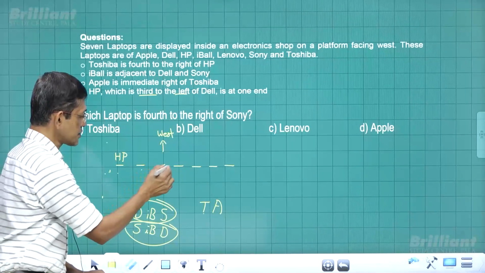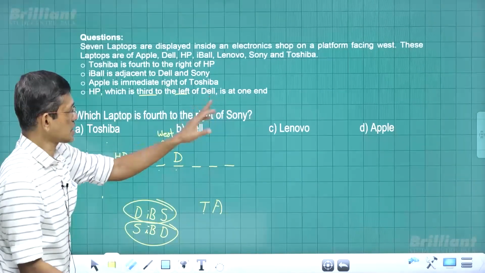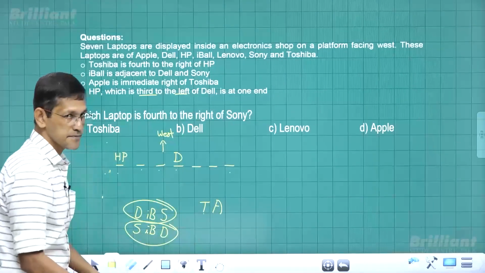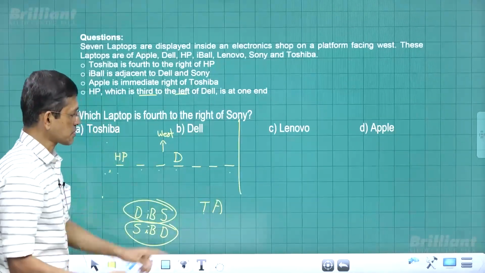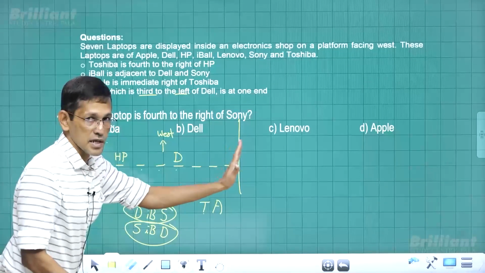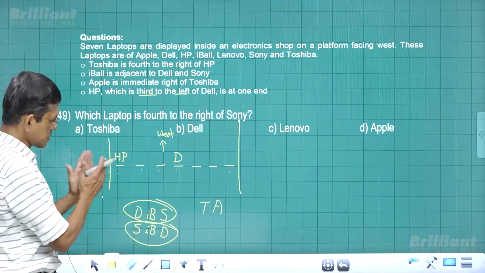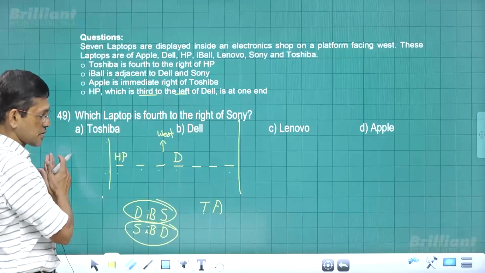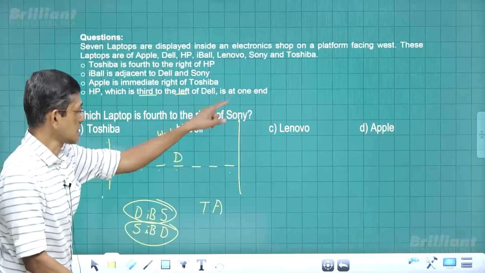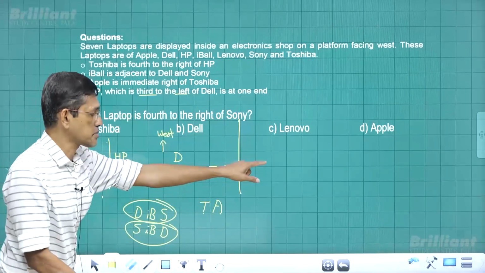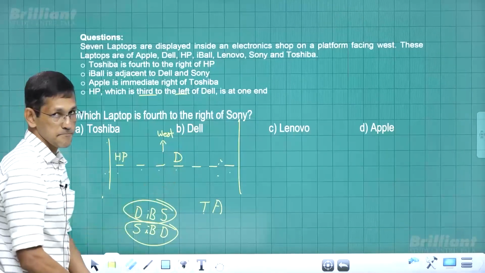So Dell must be 1, 2, 3. At the same time, it says HP is at one end. If HP is on the right end, HP is third to the left of Dell, so Dell must be somewhere to the right. That's not possible because we cannot have any laptop after the right end. So HP can be at the left end, and then Dell is here. So the only possibility is HP here, Dell here.